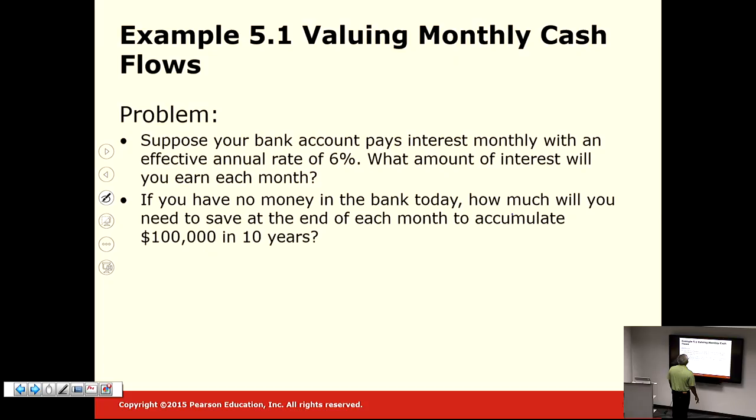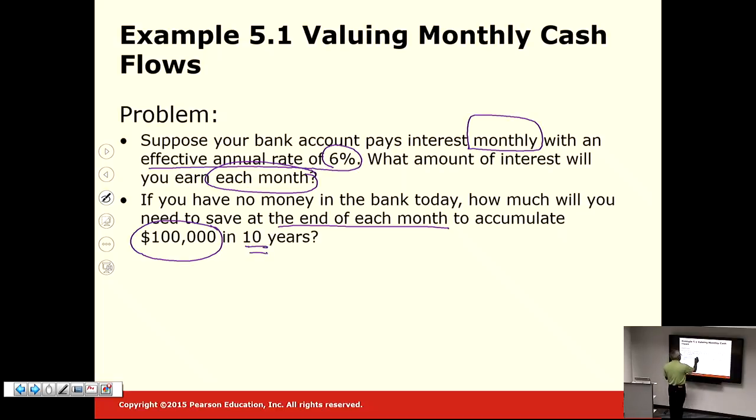Okay. So here is a quick example. Suppose your bank pays interest monthly. Okay, so not annually, but it tells you that the EAR, or the effective annual rate, is 6%. How much interest will you be earning each month? That's part one. And if you have no money in the bank today, how much will you need to save at the end of each month so that you can accumulate your investment to $100,000 in 10 years.